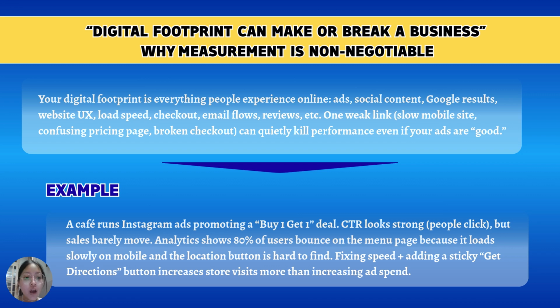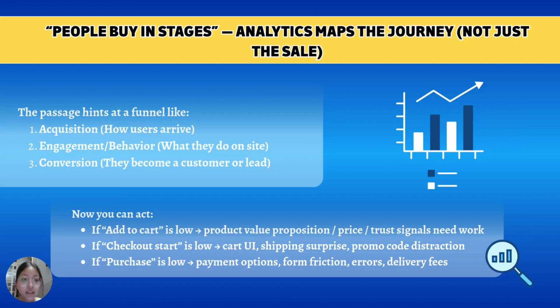For example, a cafe runs Instagram ads promoting a buy one get one deal. Click-through rates look strong, but sales barely move. Analytics shows 80% of users bounce on the menu page because it loads slowly on mobile and the location button is hard to find. So fixing speed plus adding a sticky get directions button increases store visits more than increasing ad spend.